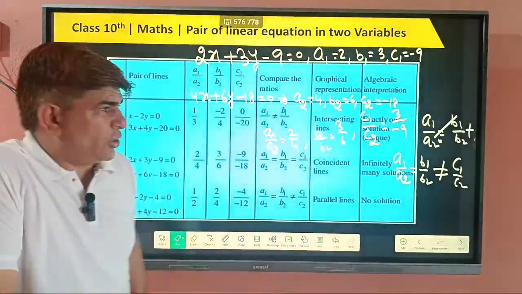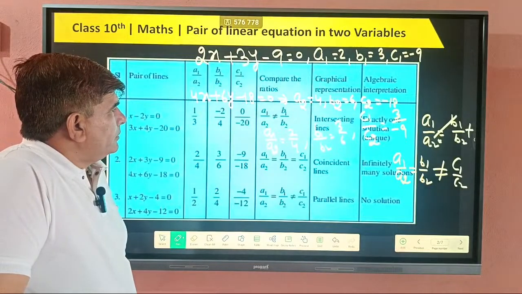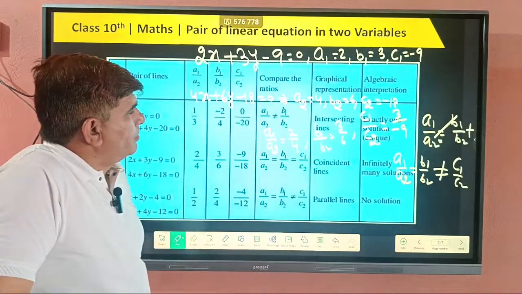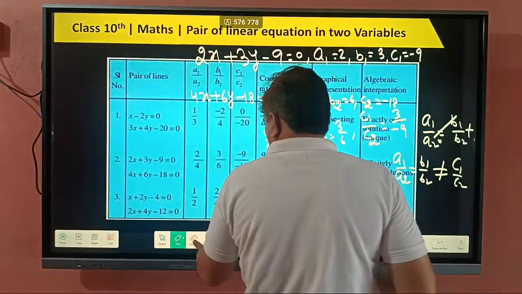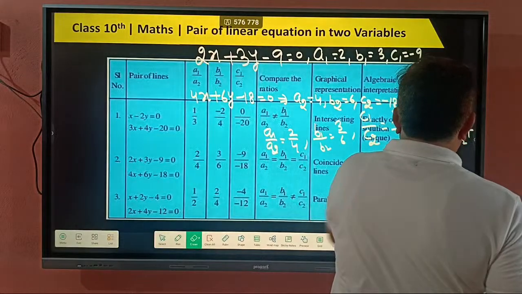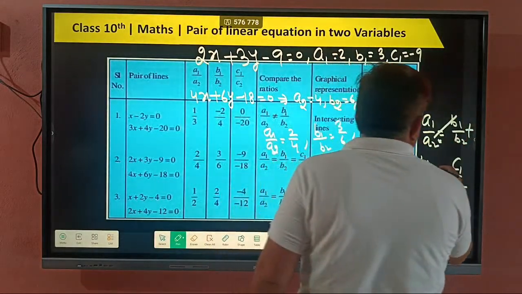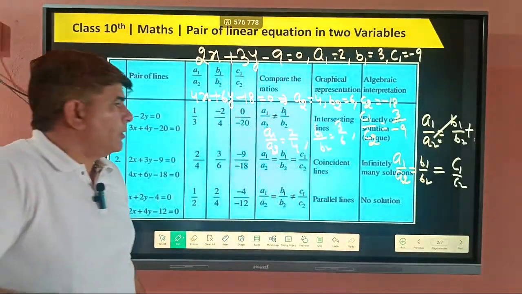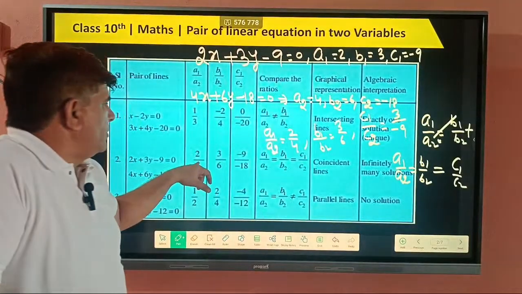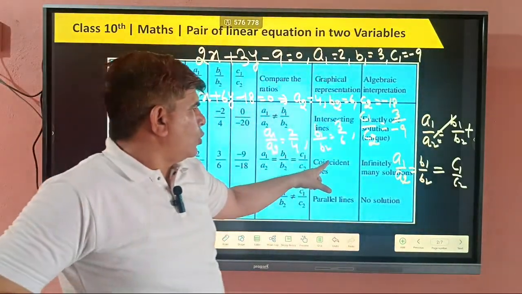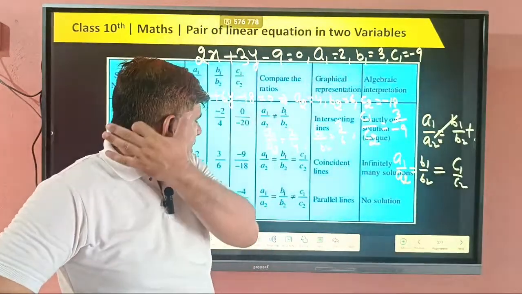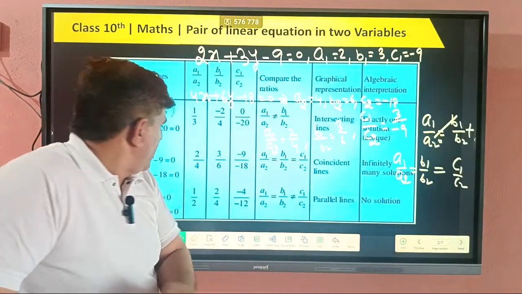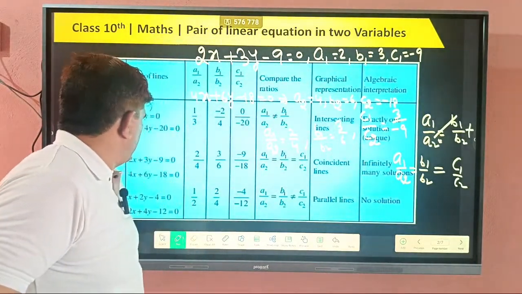In this case, what happened? Minus 9 by minus 18 is given. So what's its meaning? This is equal. All are equal: minus 9 by 18, minus cancels, 1 by 2 comes. All are equal, so these are coincident lines. Coincident lines mean one line lying on the other. How many solutions exist? Infinitely many solutions exist.